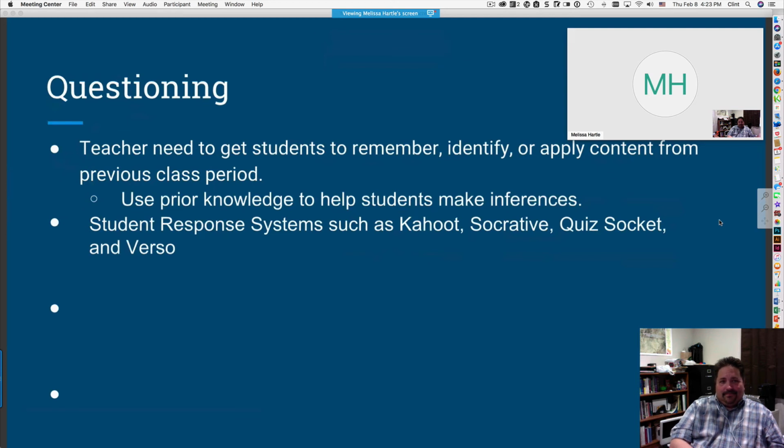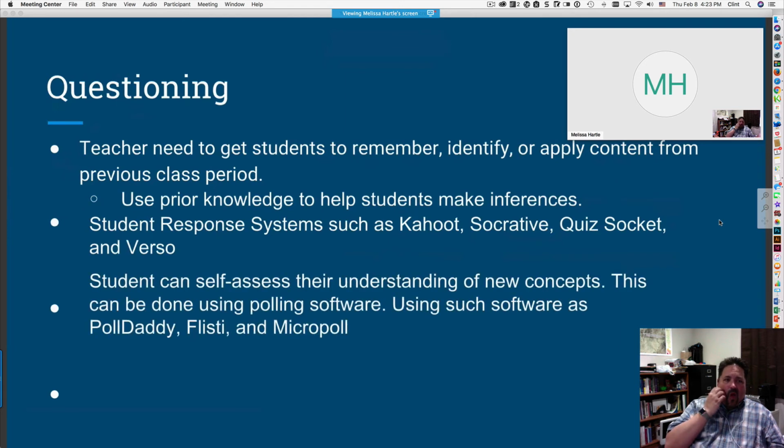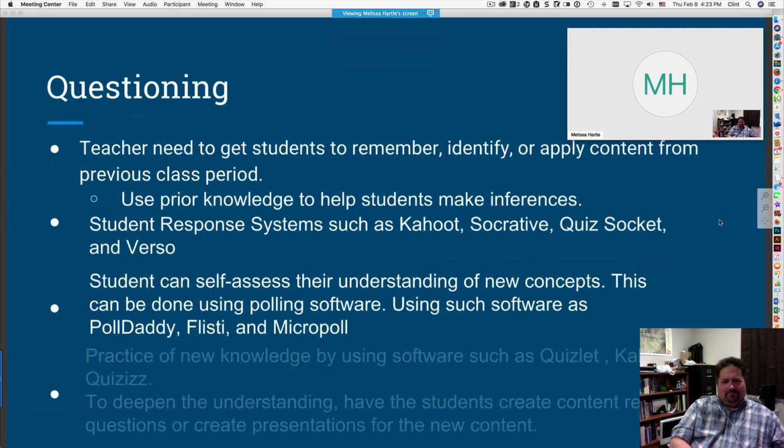Get the students to use systems like Kahoot or Socratic, Quiz Socket, I've never used that, or the other, Verso. Those were a couple others that I looked up. Students can make self-assessments, and I did this last week to see how well they understood what we were covering in history. Or you can use polling software like PollDaddy, Felicity, or MicroPoll.